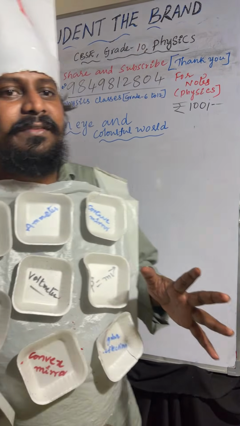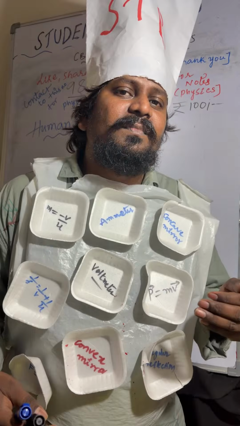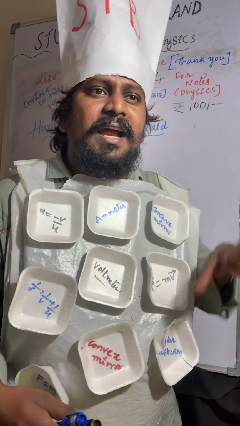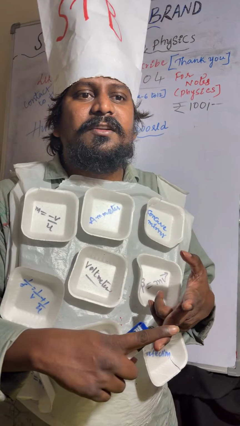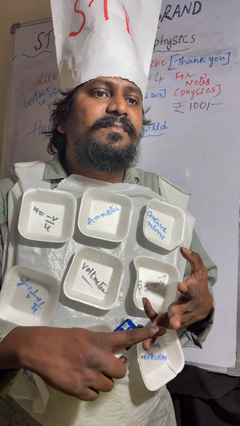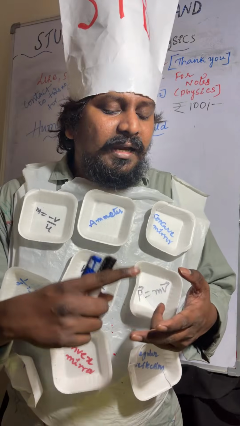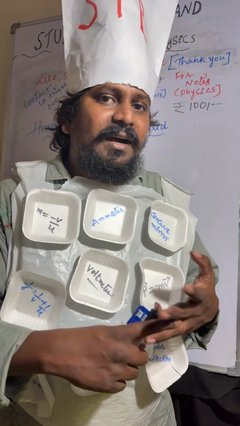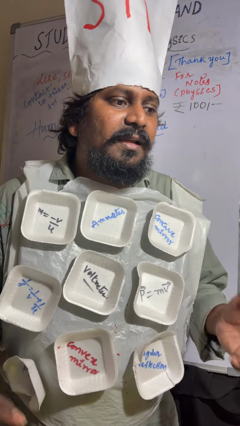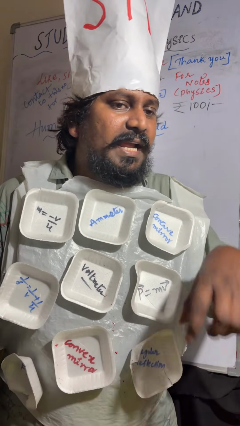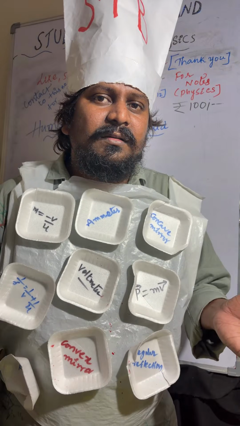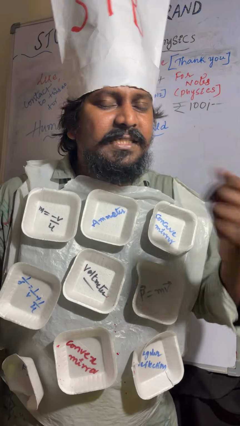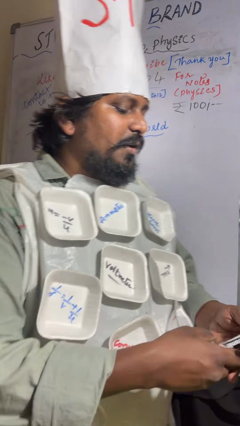Refractive defects. Here we are discussing myopia. The refractive defects are myopia, hypermetropia, presbyopia. After that we will discuss cataract, and after that astigmatism. So let's start with myopia.